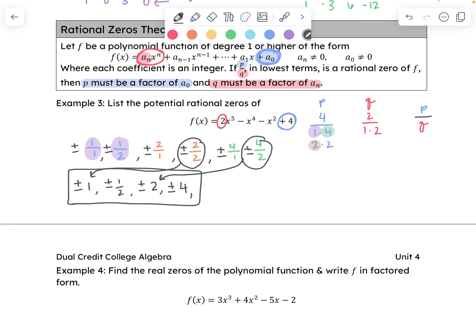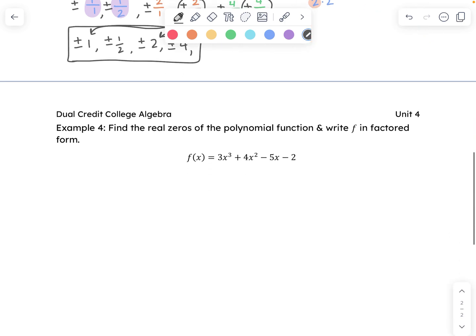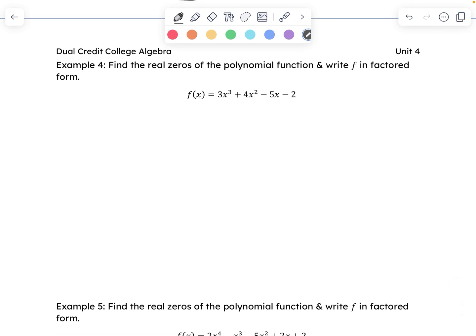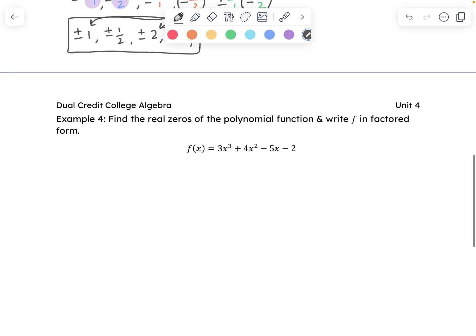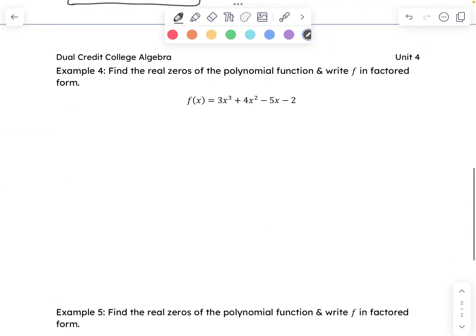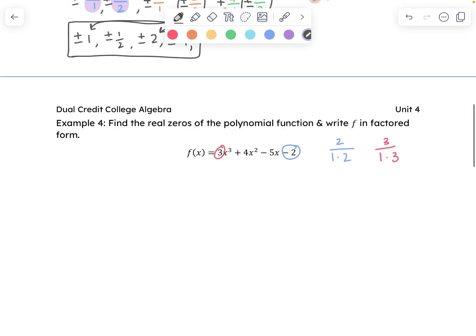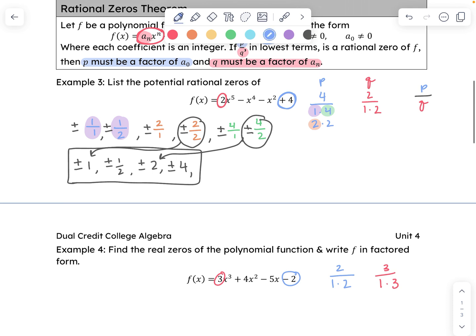So let's do some examples where we actually go through and try it. So right here, example 4 says find the real zeros of the polynomial function and write it in factored form. So I'm going to start with that same P and Q. So over here, I've got 2, and over here, I've got 3, technically negative 2. So if I'm looking at 2, all of the factors are 1 and 2. Then for 3, it's 1 and 3. So remember, we're doing all of the blue numbers, all of the P's divided by all of the pink numbers, all of the Q's.